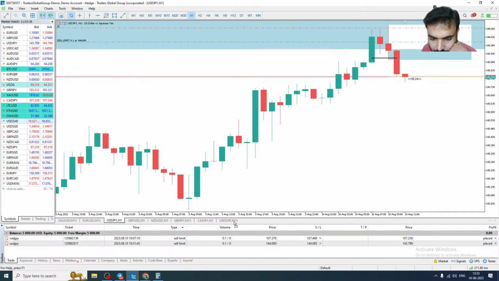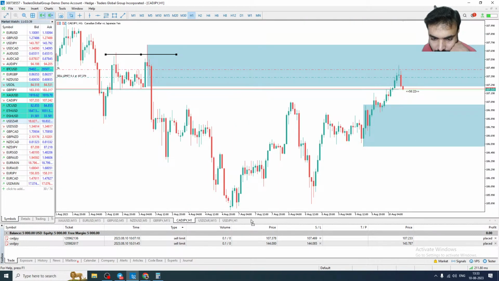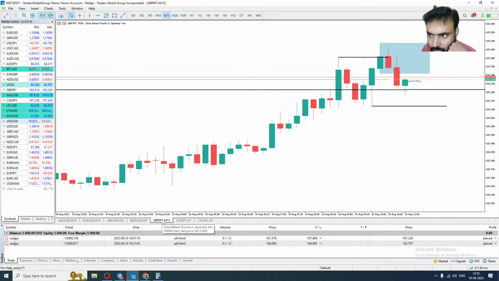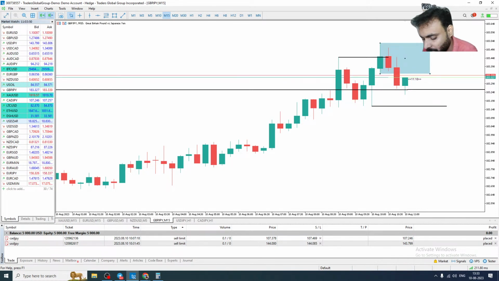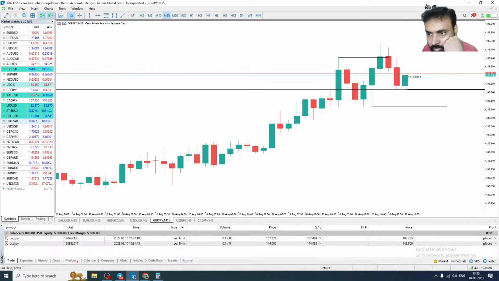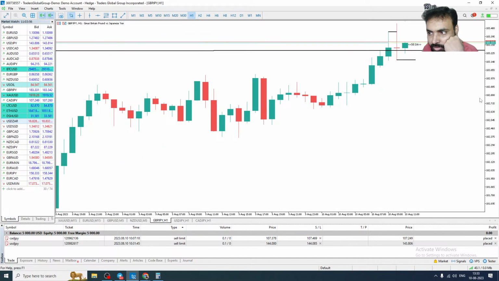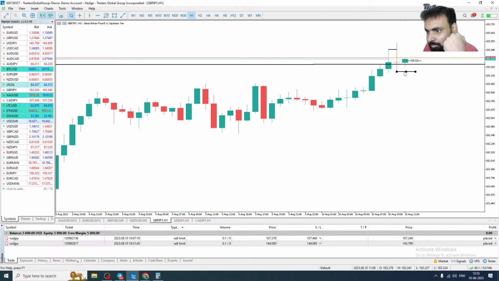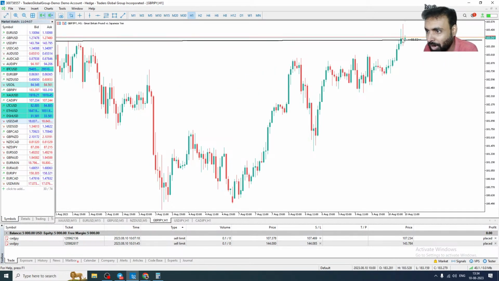Let's put 2 entries to the bottom. Okay, GBP JPY, something is happening. Some improvement is happening. Let's see. Now you can see this, guys, in 1 hour time frame, this candle is kind of a doji candle, right? Kind of a cross. Now, why is this doji created?